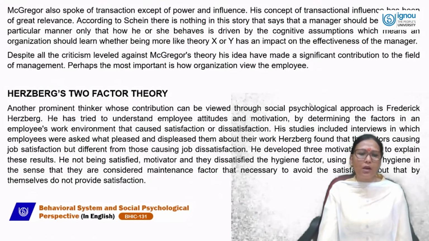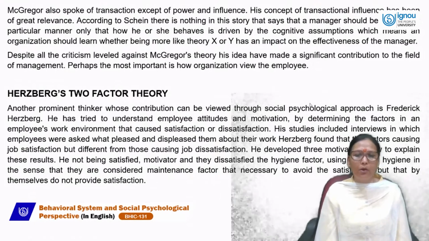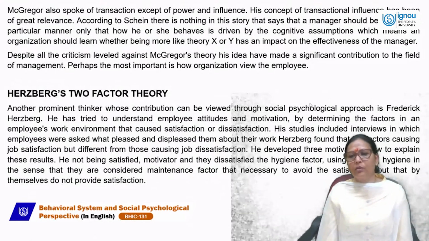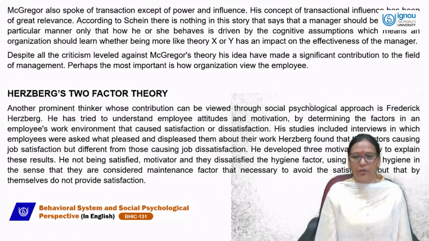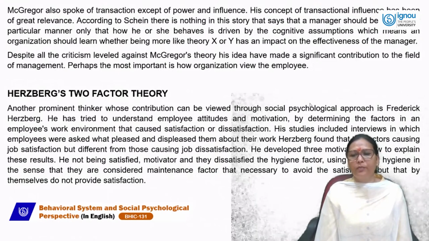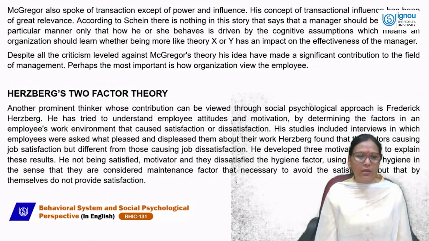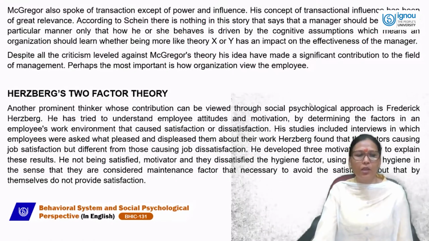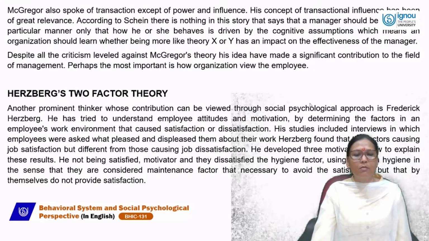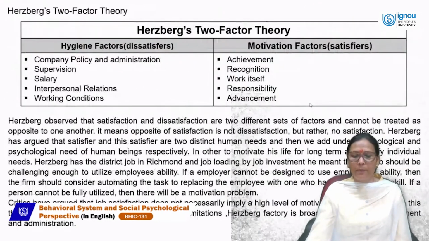His studies included interviews in which employees were asked what pleased and displeased them about their work. Herzberg found that the factors causing job satisfaction were different from those causing job dissatisfaction. He developed two categories to explain these results. He called the satisfiers motivators, and the dissatisfiers hygiene factors, using the term hygiene in the sense that they are considered maintenance factors that are necessary to avoid dissatisfaction, but that they themselves do not provide satisfaction.